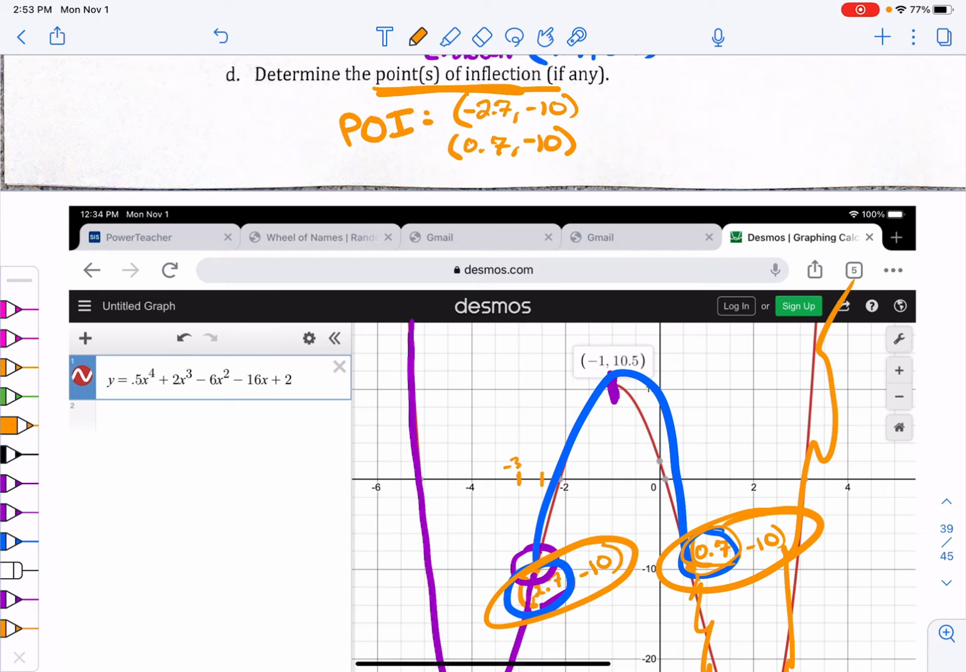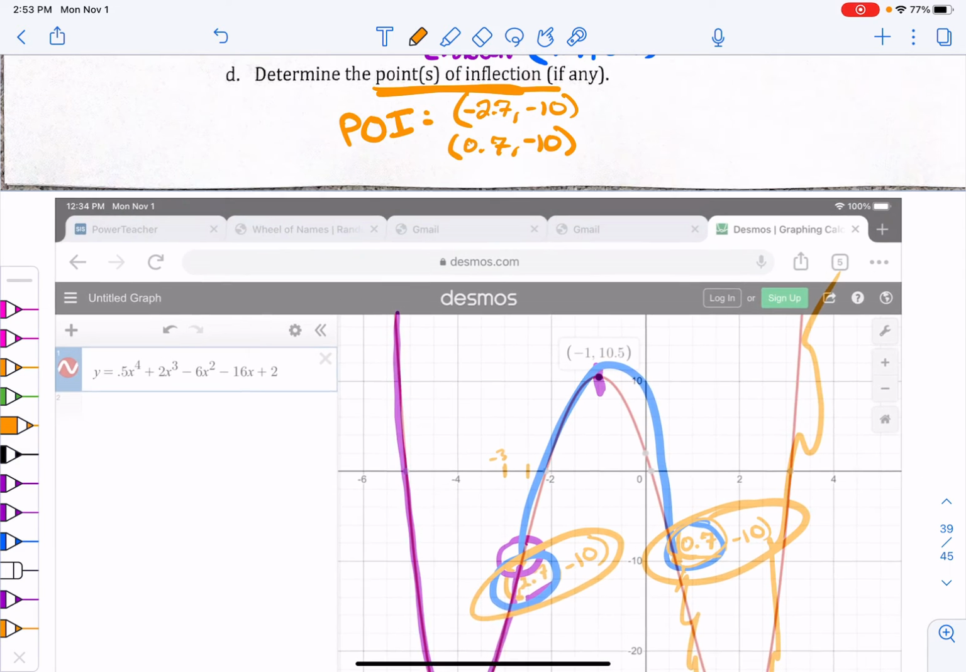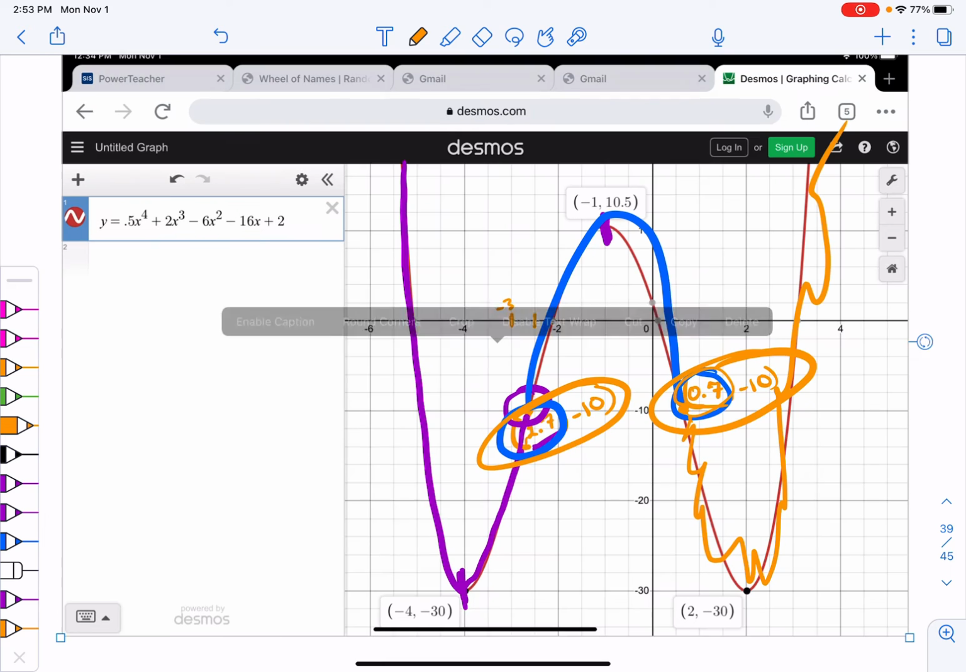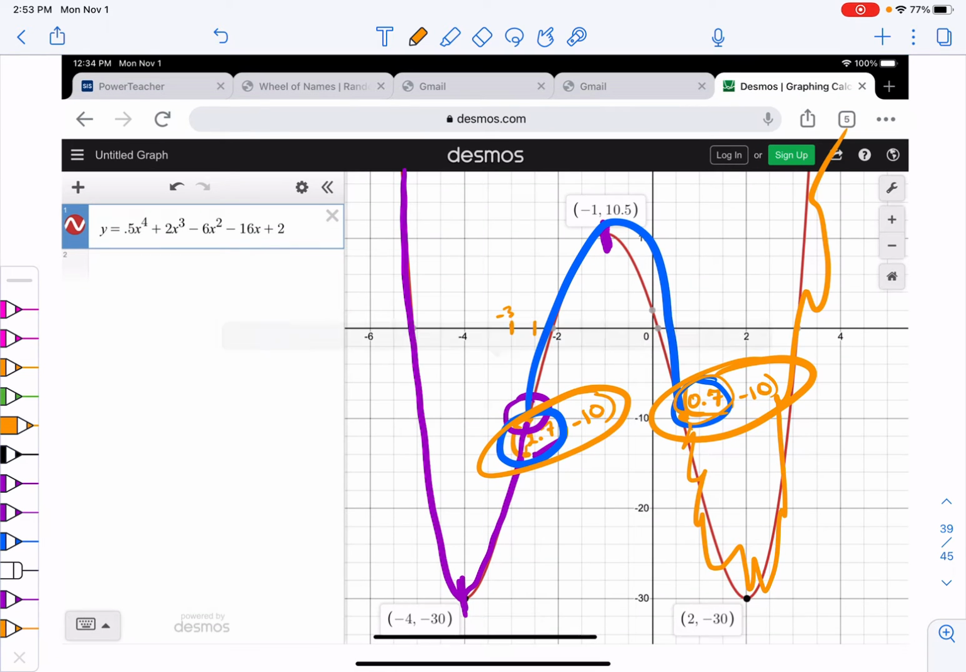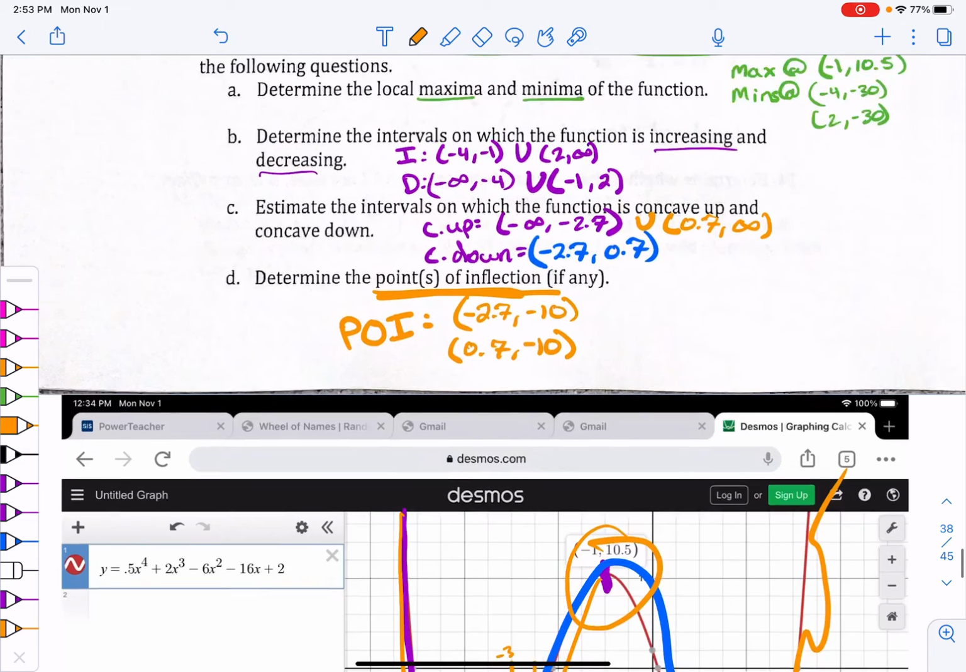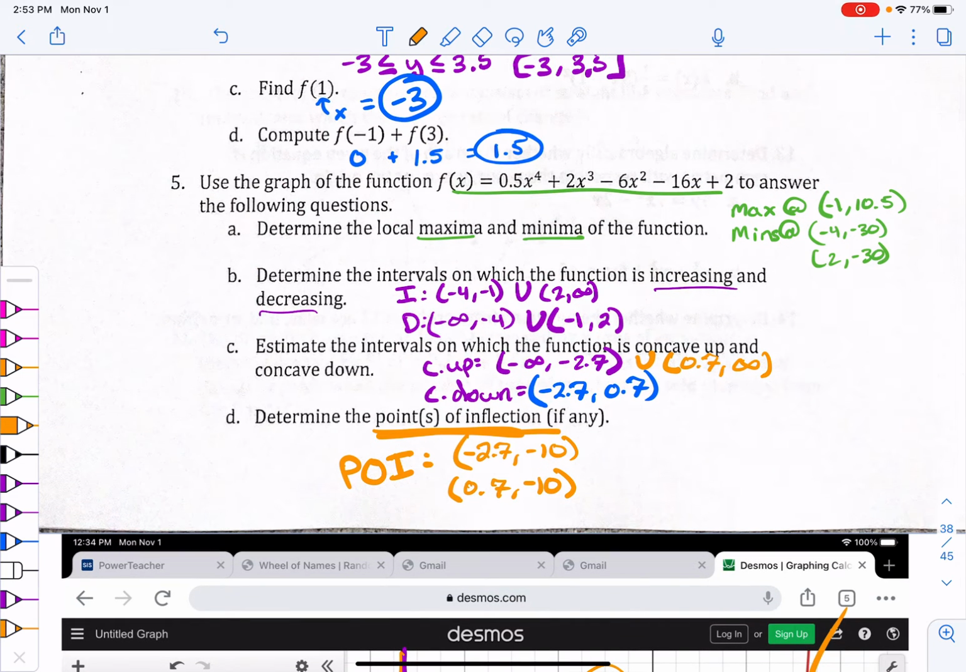Okay, now the places where he switches from increasing to decreasing and vice versa, that is at the maxes and mins. Like right here, he's switching from decreasing to increasing. Maximum, minimum, those guys. So the maxes and mins kind of go with increasing and decreasing. The concave up, concave down goes with the points of inflection. That's kind of how that works, okay?